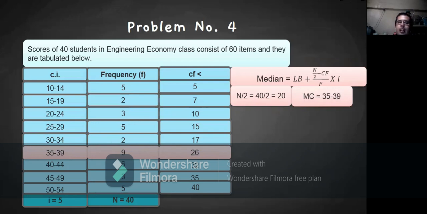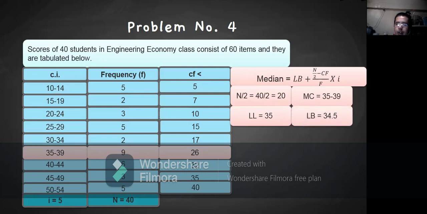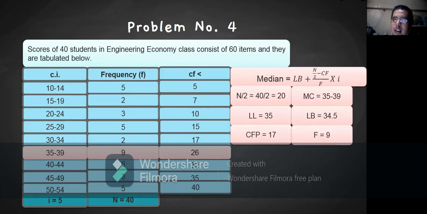Next, we get the lower limit, which is 35. Then for the lower boundary, just subtract 0.5 from the lower limit, so that becomes 34.5. The cumulative frequency preceding the median class is 17. The median class frequency is 9. Then the class size is 5.